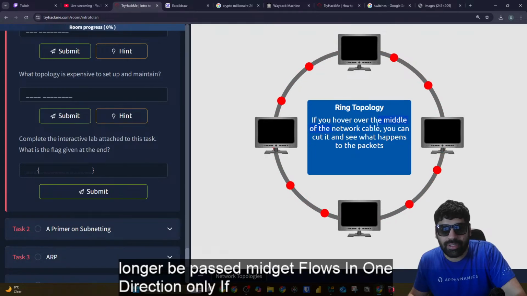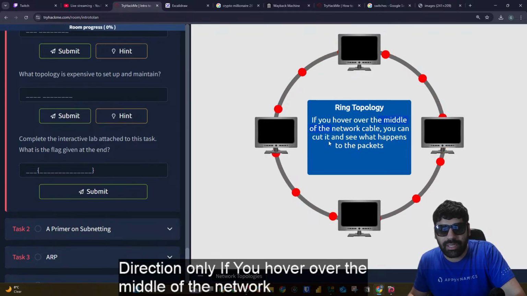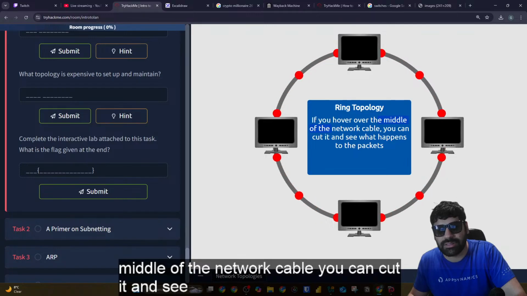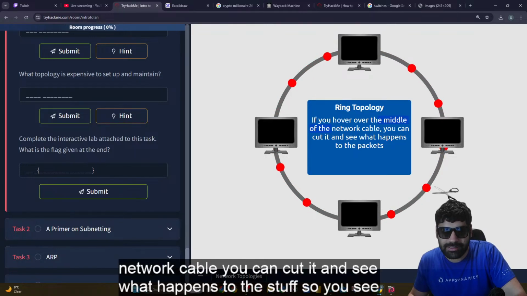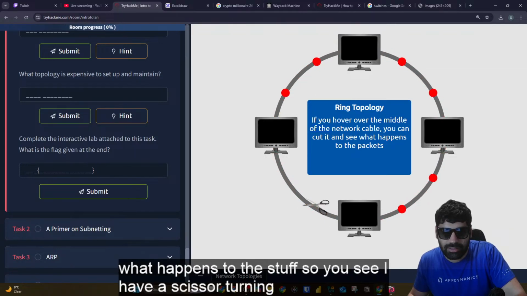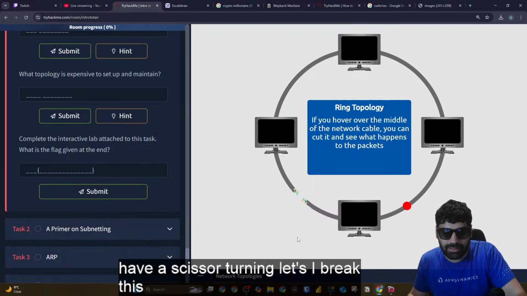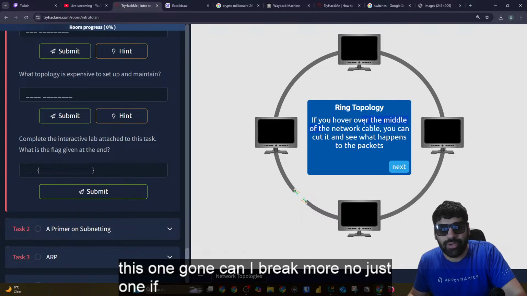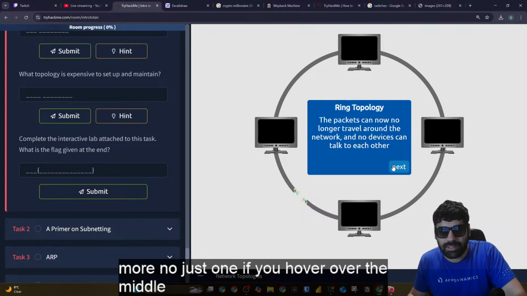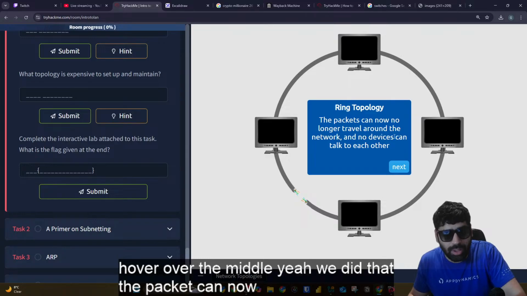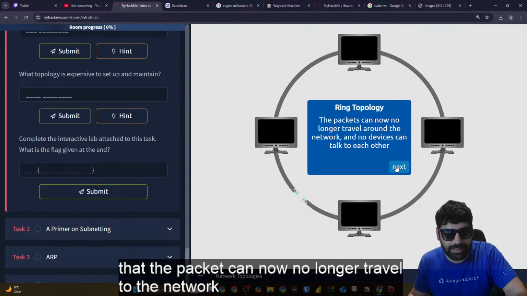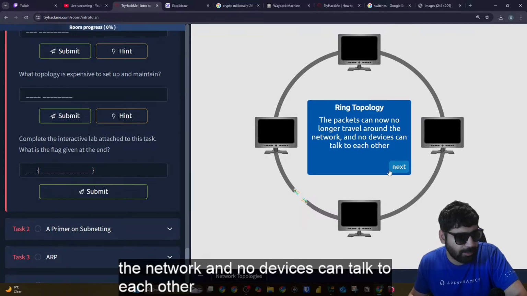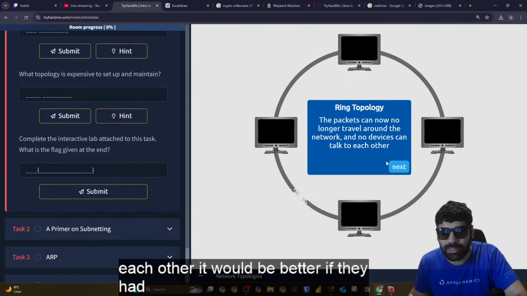If you hover over the middle of the network cable, you can cut it and see what happens. So you see I have a scissor turning. Let's break this one. Gone. Can I break more? No, just one. The packet can now no longer travel through the network and no devices can talk to each other. It would be better if they had a reverse one, but they don't.